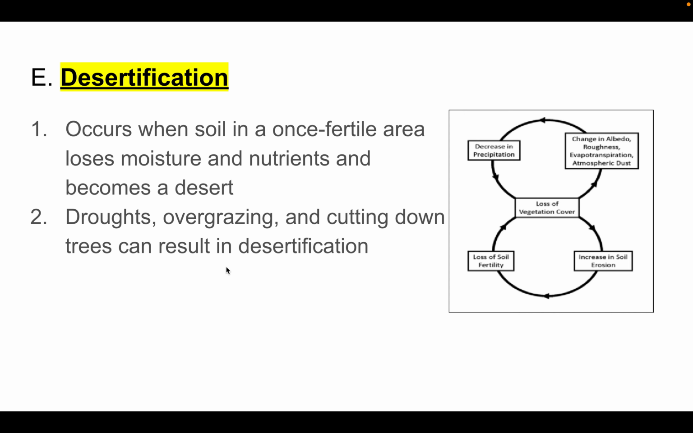Desertification can also occur, where you had soil in this one fertile area and all of a sudden a drought occurs, and not just a drought, but maybe years of a drought. And that soil becomes a desert. So some causes of desertification: droughts, overgrazing with animals because they eat off the vegetation, so now the soil is exposed to erosion. Cutting down trees can also result in desertification.